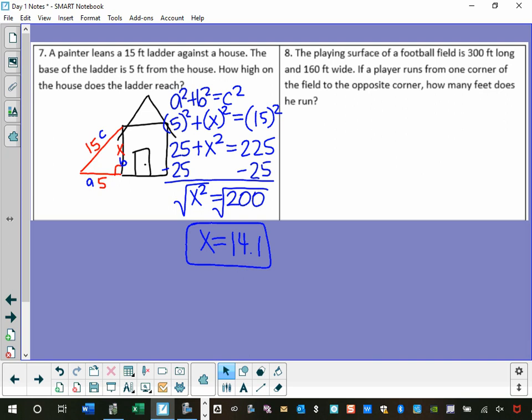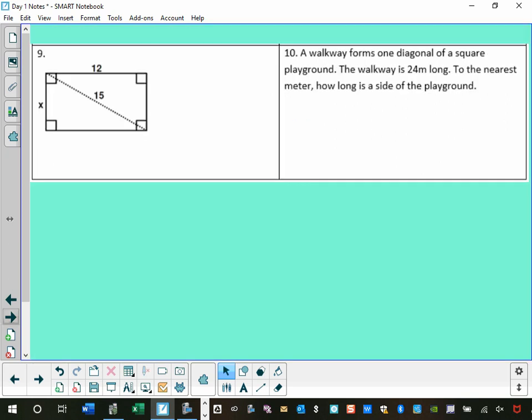All right, we're going to skip number 8. I like 9 and 10 better. Look at number 9. It looks like I have a rectangle, but I can see that they have created a triangle within the rectangle. So let's label what we can. I know that this side is x, this side is 15. What's this bottom side here going to be? How do we know it's 12? Because it's a rectangle, so my top and bottom are equal, my sides are equal.